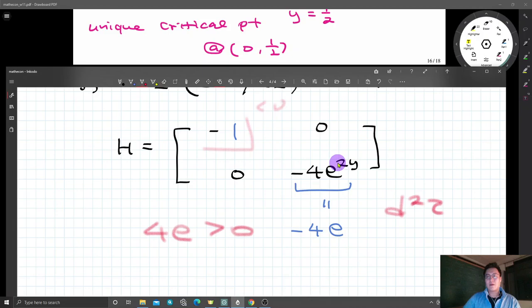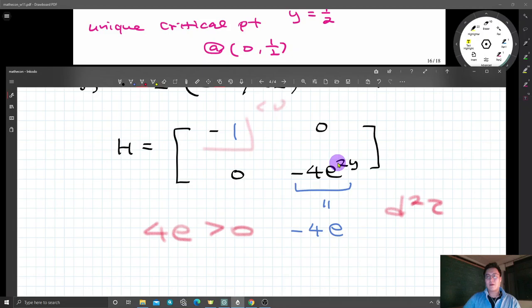So it attains a local max at 0, 1 half. When x is equal to 0 and y is 1 half, we get e to the 0 minus e to the 1 minus e. So the local maximum value is negative 1. If you evaluate this function at this point, you're going to get negative 1, I guess.